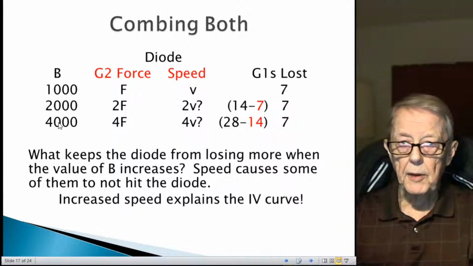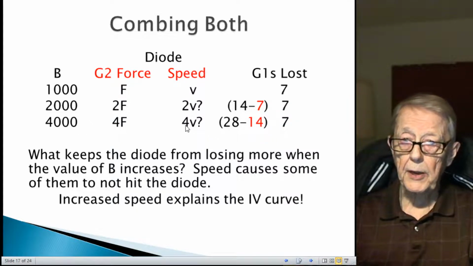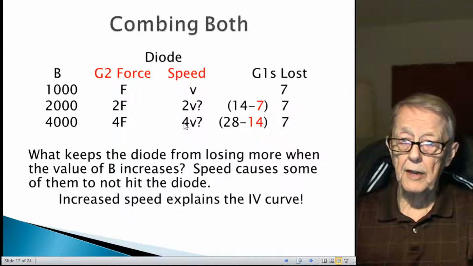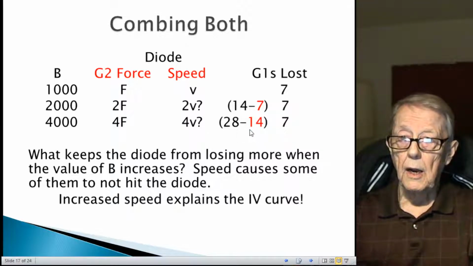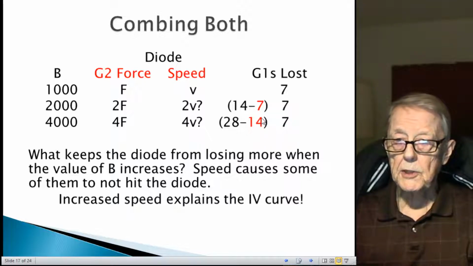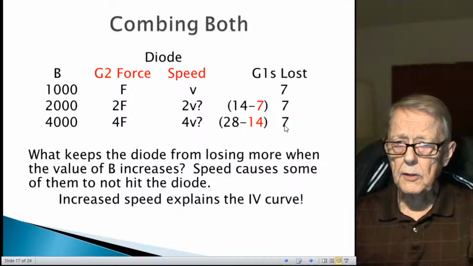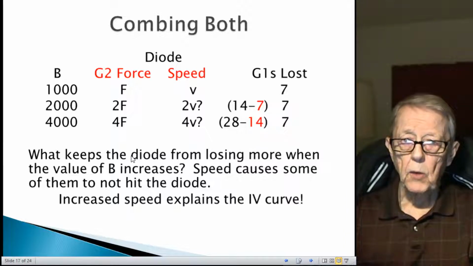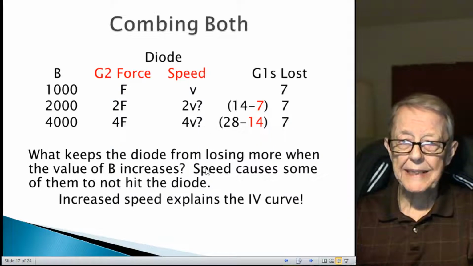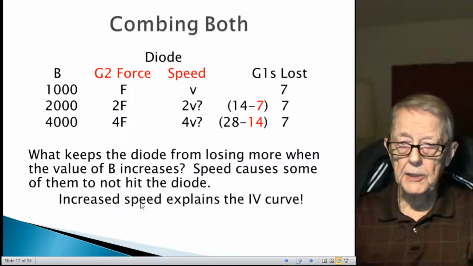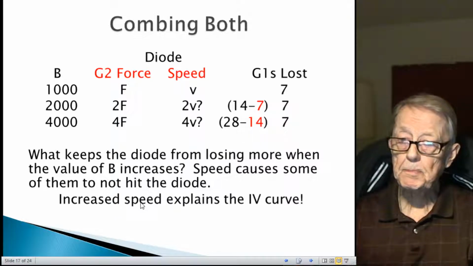And you have the same thing when you go to a 2.25K resistor, 4,000 G1s entering, the force is quadrupled. The incremental change of velocity is increased by 4. Oh, my math is wrong. That's supposed to say 21, and you get 7. What keeps a diode from losing more when the value of B increases? Speed does. And this explains the IV curve.